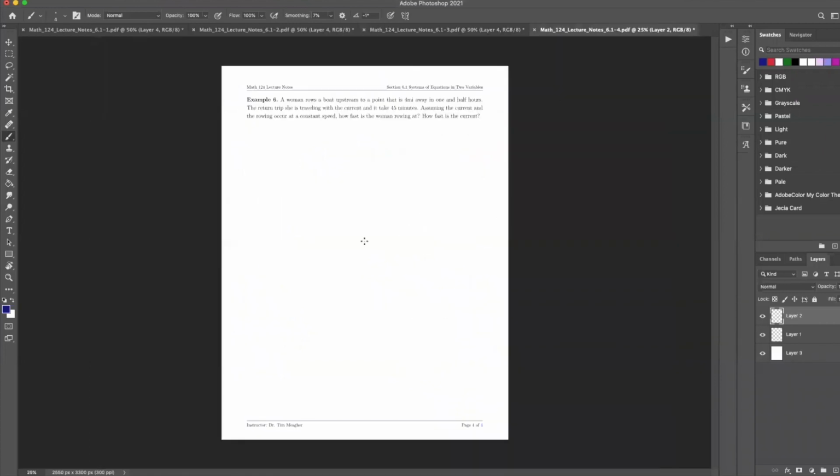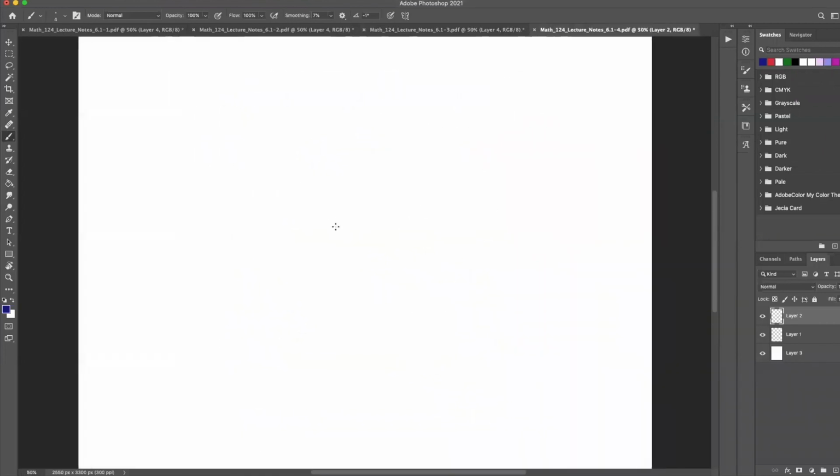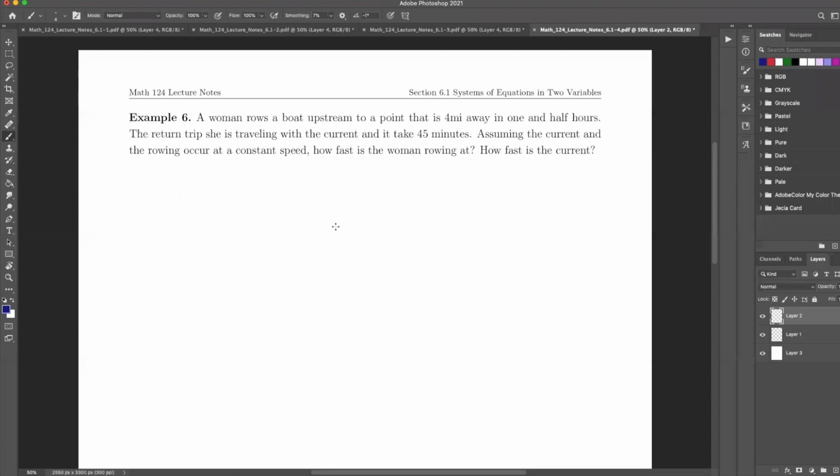So what are systems of equations useful for? Well, it's useful for solving real world problems. I mean, this is a little bit make-believe, but a woman rows a boat upstream to a point 4 miles away in 1.5 hours. The return trip, she's traveling with the current, and it takes 45 minutes. Assuming the current and the rowing occur at the same speed, how fast is the woman rowing and how fast is the current?